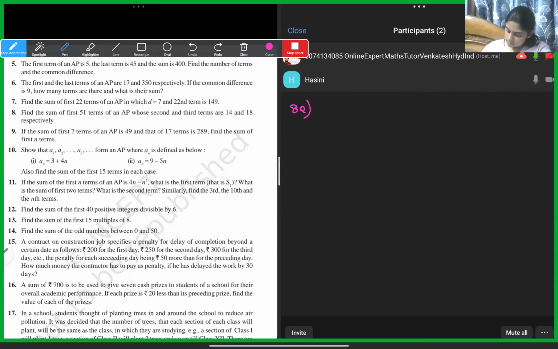So Hasni, sum of first 51 terms of an AP, it seems. The second term is given and the third term is given. So using the second term and third term, we'll get two equations, Hasni. From there, we can find the values of A and D.